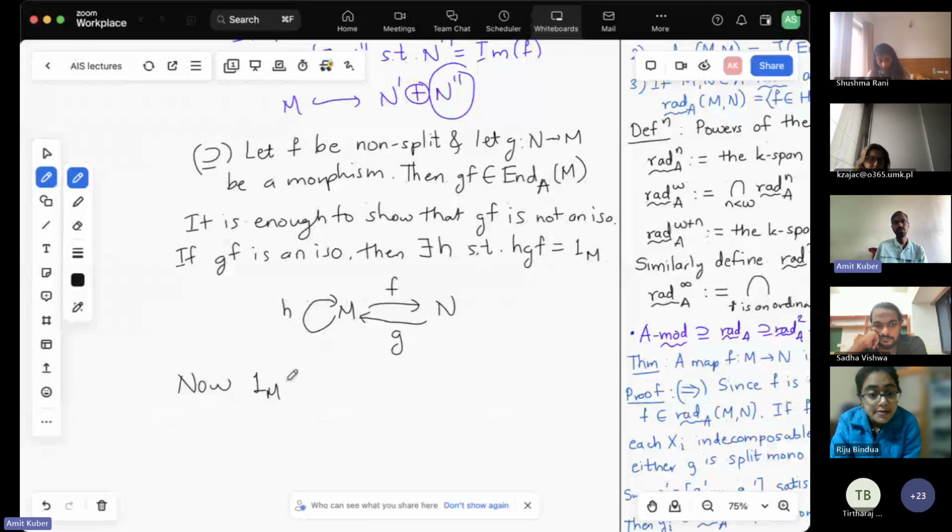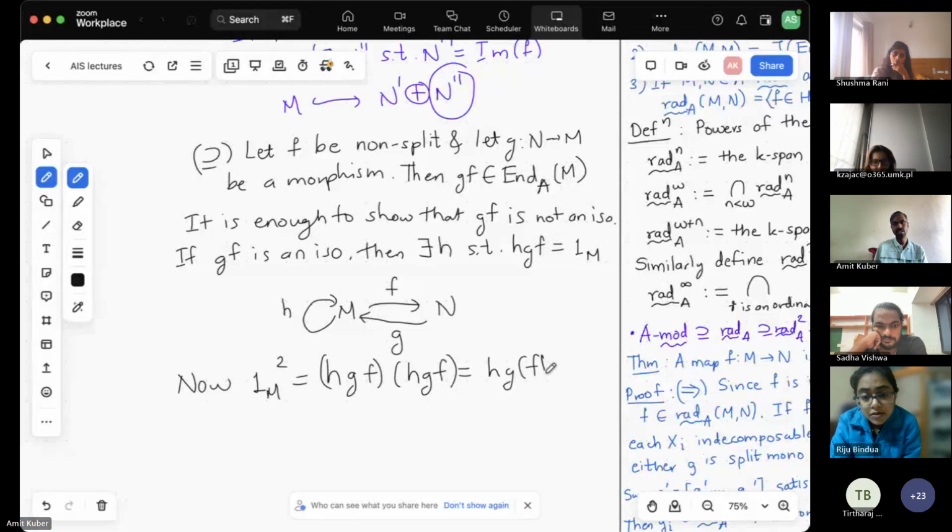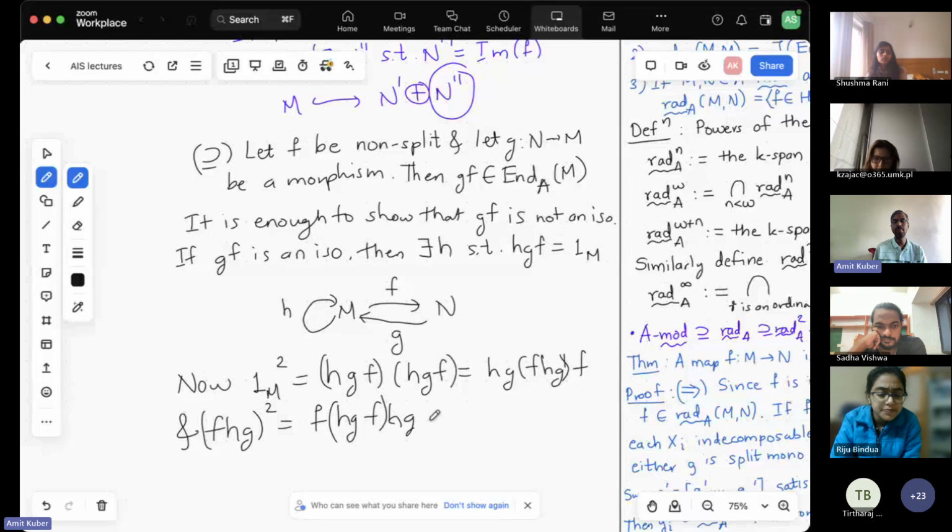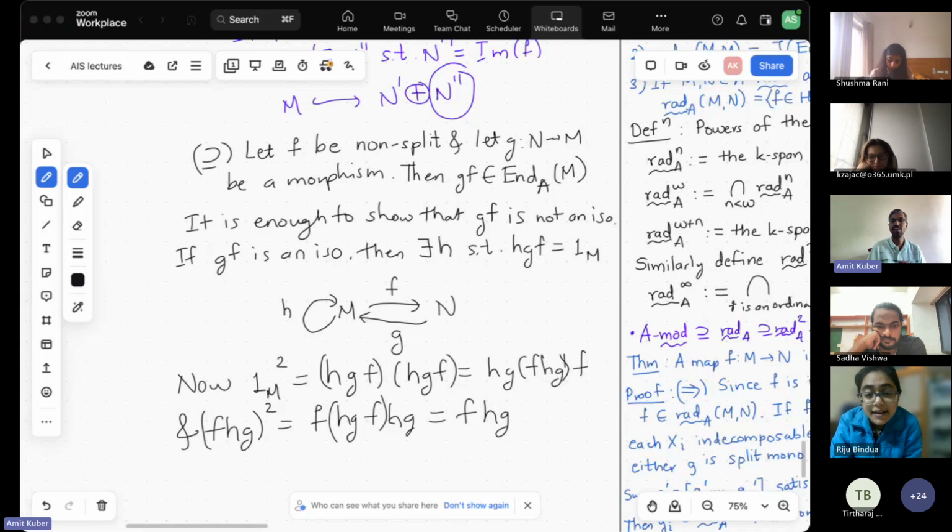So notice that. Now, what will be 1_M squared? It will be HGF squared, which I'm just going to highlight as this. So HGF HGF. And FHG squared is what? FHG squared is FHG FHG. So this HGF is nothing but identity, and therefore you can conclude that it is FHG. What observations can you make out of this? That FHG squared is equal to FHG, which means it is an idempotent.